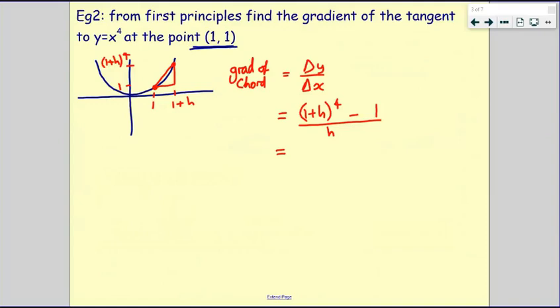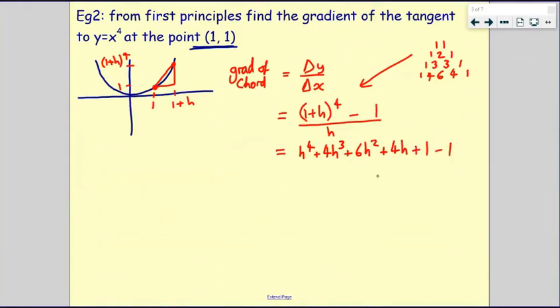Let's expand that. Here we're going to have to use our binomial expansion. So here let's draw Pascal's triangle to help us do that quickly. And then this is going to give us the coefficients when we expand this term here. So we're going to get h to the power 4 plus 4 lots of h cubed plus 6 lots of h squared plus 4 lots of h plus 1. We've also got to subtract 1.